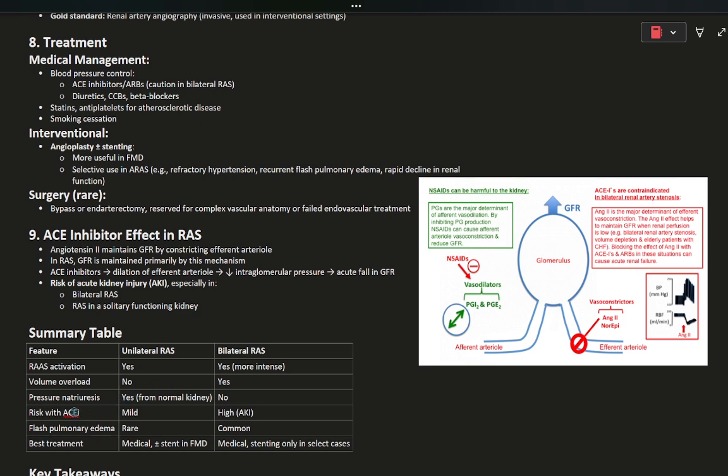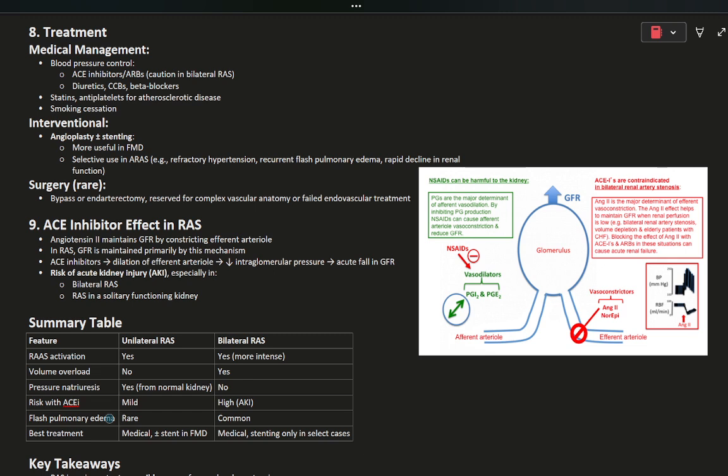There's risk with the use of ACE inhibitors, and that risk is mild in unilateral renal artery stenosis, but very high in bilateral renal artery stenosis, which could then lead to acute kidney injury. Flash pulmonary edema can typically occur in bilateral renal artery stenosis, but may be rare in unilateral RAS. And the best treatment options for unilateral RAS may involve medications or medication changes, plus or minus stent placement and FMD.